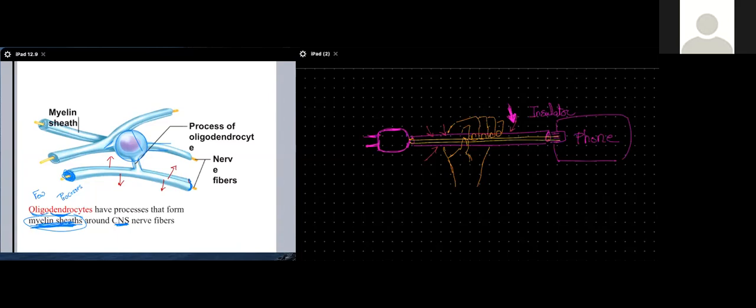All right. What is the name of the cell again that's going to be responsible for the formation of the myelin sheath that's going to be surrounding the nerve fibers in the CNS, in the central nervous system? Those cells are called my oligodendrocytes. Any difficulty?